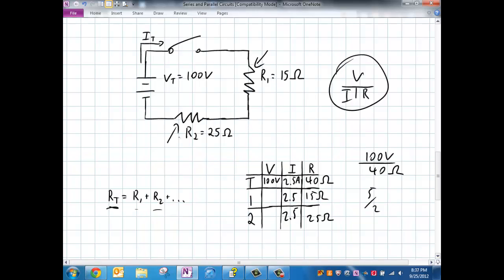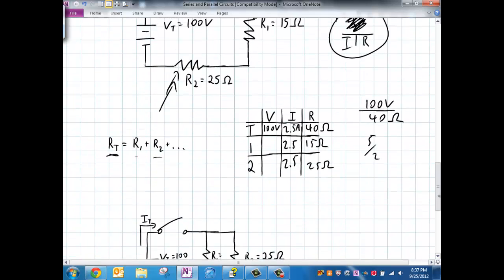Now from here, I can use Ohm's law again to solve for V1 and V2. V1 and V2 are saying how many volts are at this point right here, and how many volts are at this point right here. So I want to try and solve for those two things. To solve for those, I would take my V, cover that up, and say I times R.